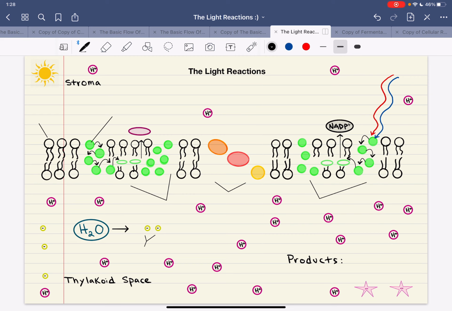So we're not going to go into as great of detail in photosynthesis as we did in cellular respiration, primarily because they're very similar and it would be somewhat redundant. But photosynthesis is just as complex, if not more, than cellular respiration. Well, let's try to simplify it here. So what are we looking at?